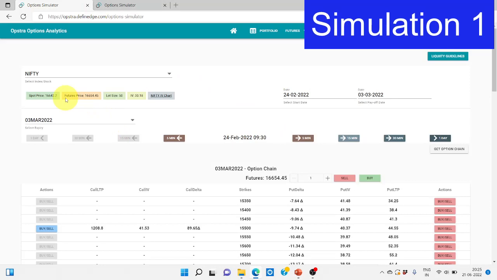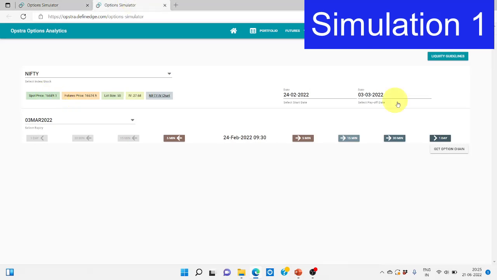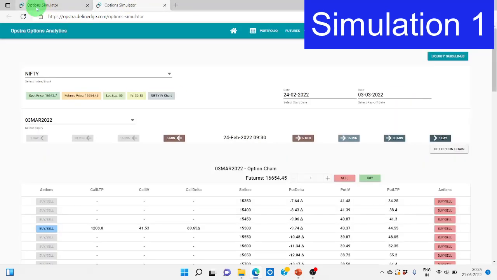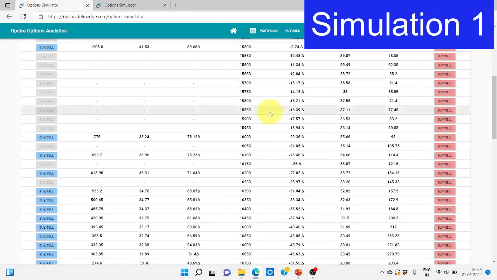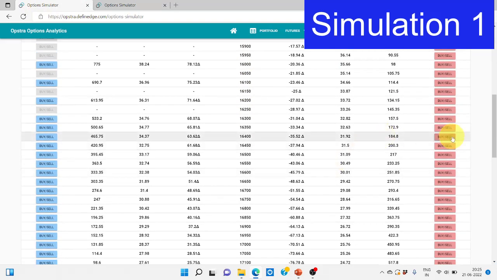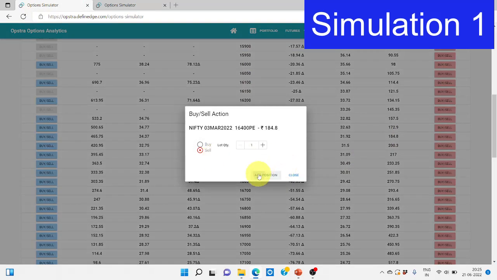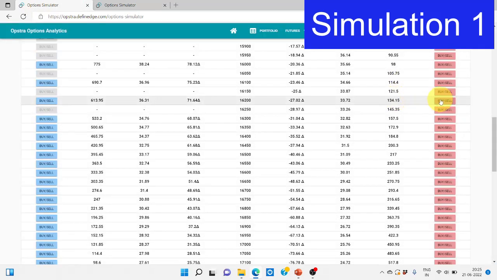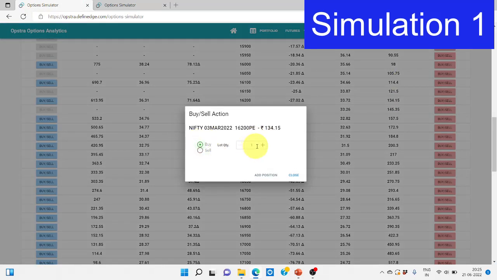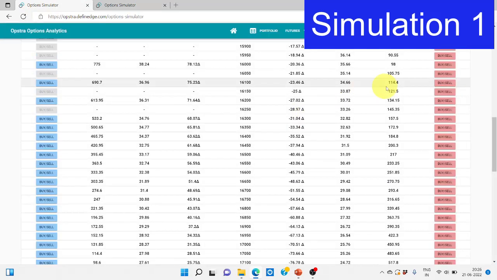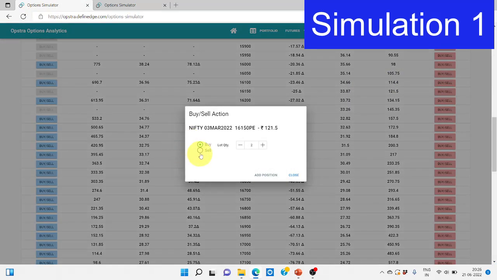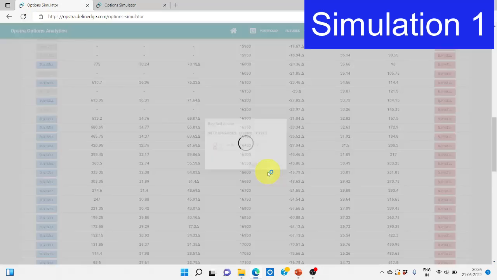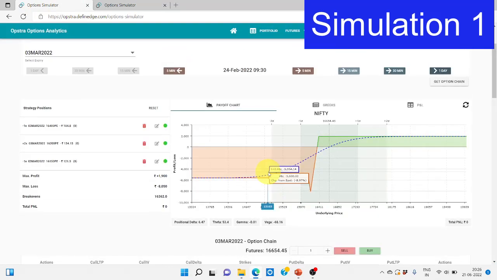Here the ATM price is almost 16,650. So 250 points away on the put side is 16,400. At 16,400 we are going to sell one lot, at 16,200 we are going to buy two lots, and at 16,150 we will sell one lot. This is as per the definition that we saw before. Once we do this, it will look like this.